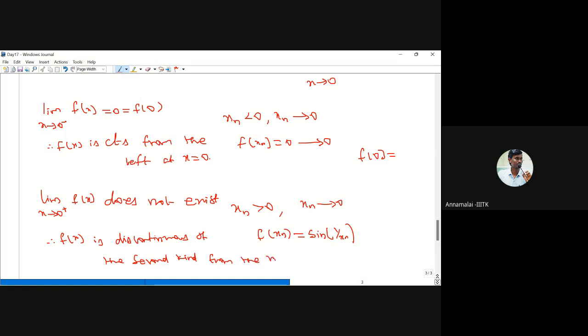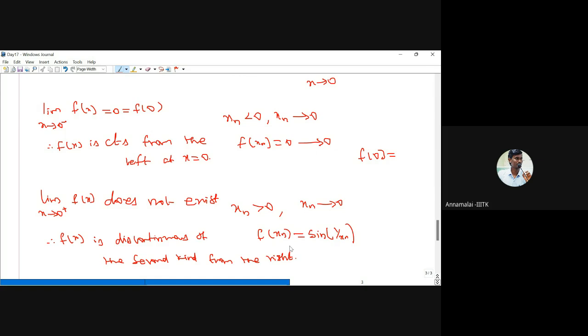From the right, the right limit does not exist. Therefore, f of x is discontinuous of second kind from the right at x equal to 0, and it is continuous from the left at x equal to 0. Hence, it's a mixed discontinuity at the point x equal to 0.